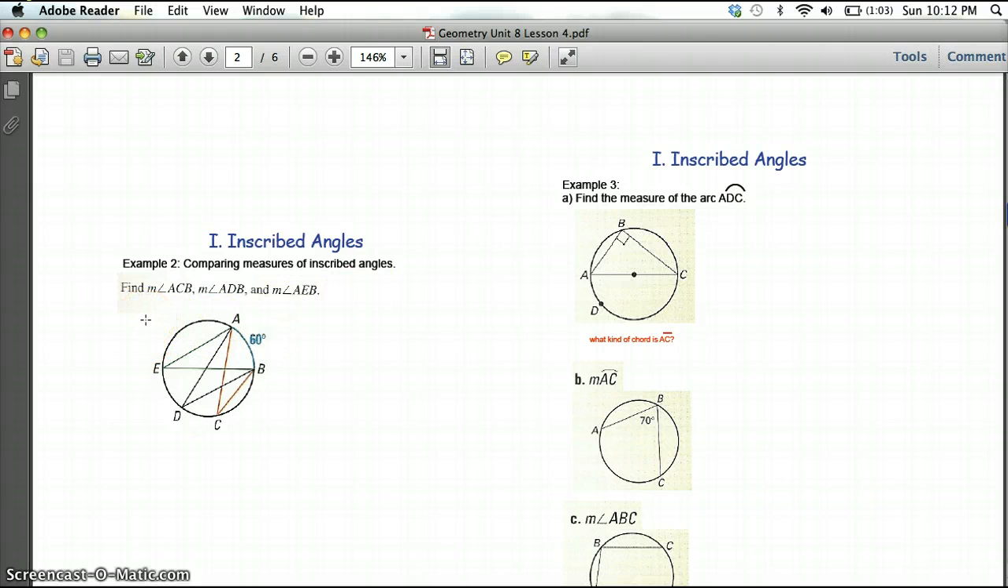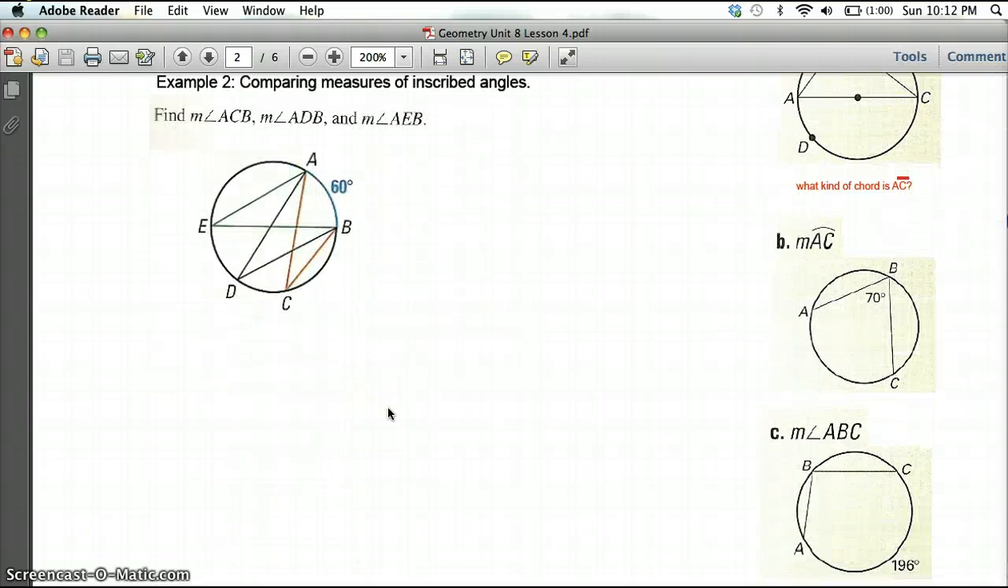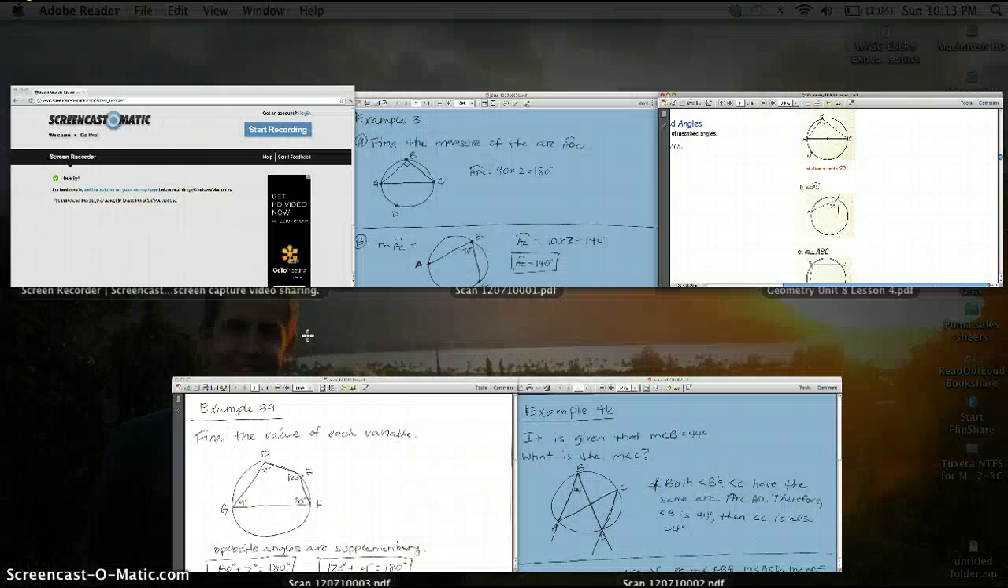Now, when we compare the measures of inscribed angles, let's look. It asks us to find the measure of angle ACB, angle ADB, and the measure of angle AEB. Let me make it a little bit bigger so we can see. If you look, for angle ACB the arc that's inside is 60 degrees. Now, let's look at angle ADB. It also shares that arc AB, which is 60 degrees. And then we have angle AEB, which also shares the same arc, which is 60 degrees. So that means that angles C, D, and E are all the same, and they're half the arc. So angles C, D, and E are all 30 degrees.